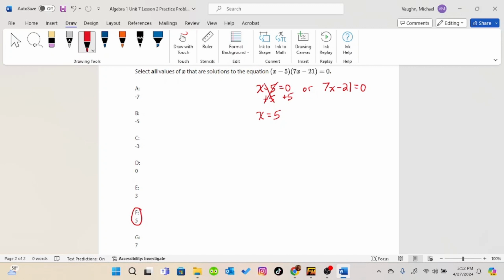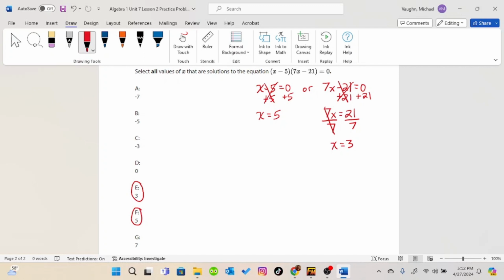Next, if 7x minus 21 equals 0, the first thing we will do is add 21 to both sides. This eliminates it from the left and gives us 7x equals 21. Next, we divide both sides by 7 to eliminate it from the left, and we get a final answer of x equals 3. This matches choice E.